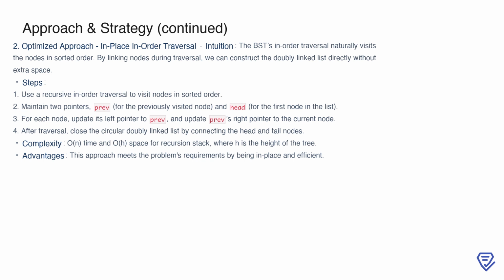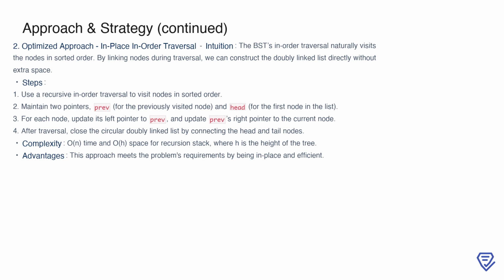An optimized approach involves constructing the doubly linked list directly during an in-place in-order traversal of the BST. The key idea here is to leverage the natural order of nodes visited in an in-order traversal to link them as we go. By maintaining two pointers, one for the previously visited node and another for the head of the list, we can efficiently update the pointers of the current node to form the doubly linked list.